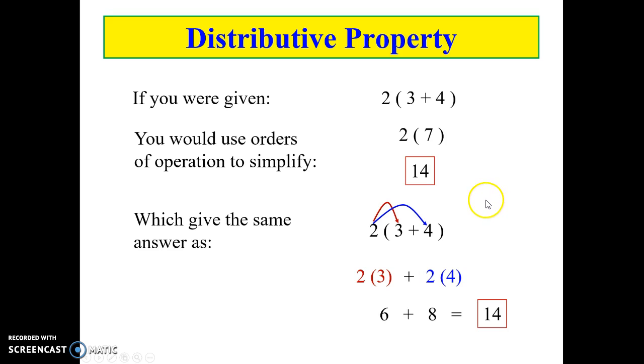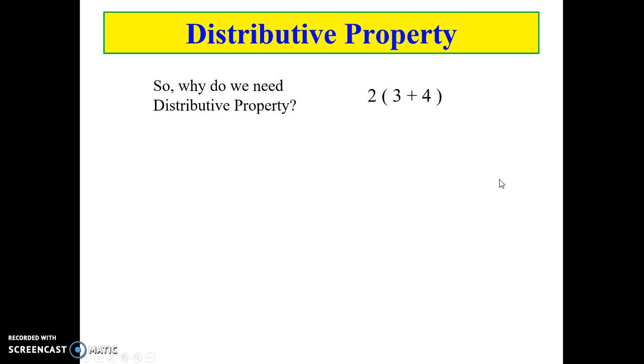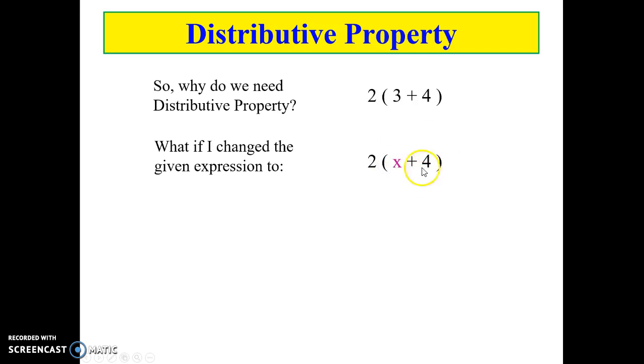Now, if you're not dealing with any variables, it's easier just to use your order of operations. Okay? Why do we need distributive property? Well, what if I do this to you? I remove the 3 in that expression and replace it with an x. You no longer can simplify what's on the inside of the parentheses because it's already simplified. There's nothing else you can do with it. I don't know what x is. It could be 3 or it could be another number.